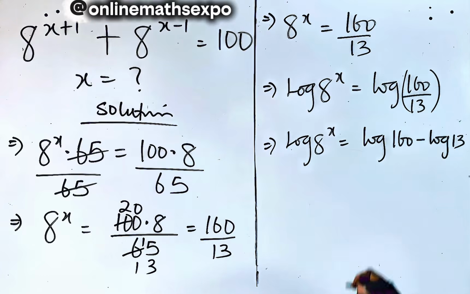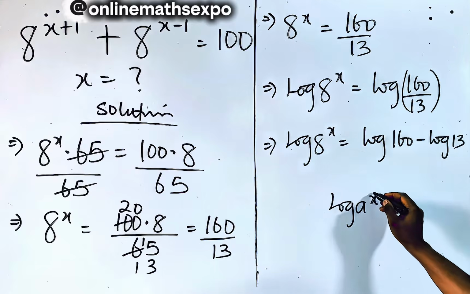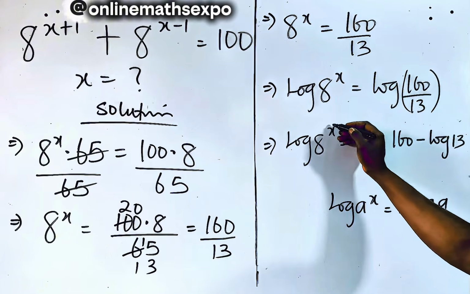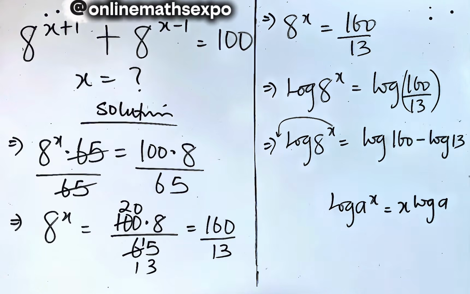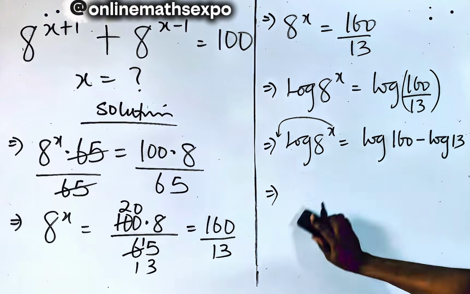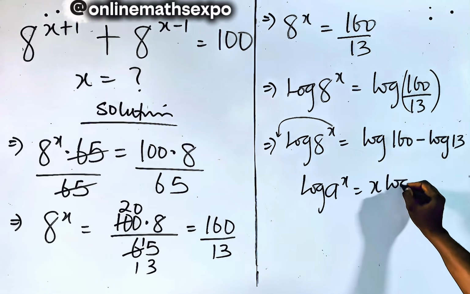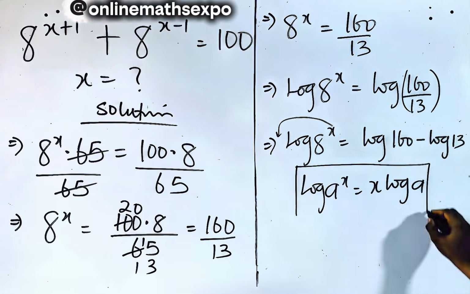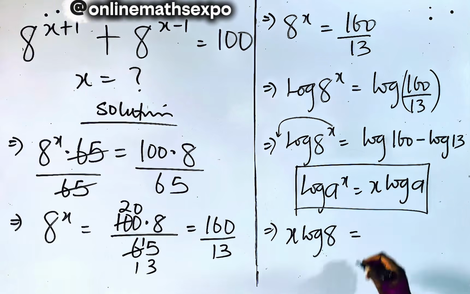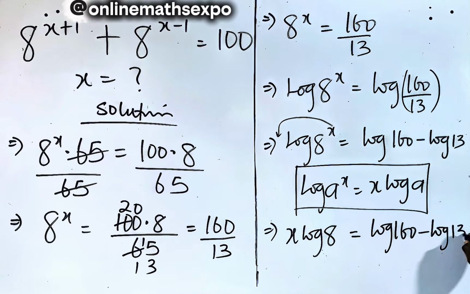Just also remember, for every log of a to the power of x, it is always equal to the power multiplies, so it gives us x log a. So here, this power multiplies the log. So we have log of a to the power of x is x log a. So let's block it. So here we are going to now have x log 8 is equal to log of 160 minus log of 13.